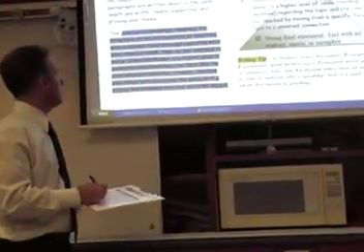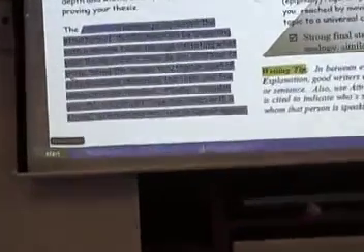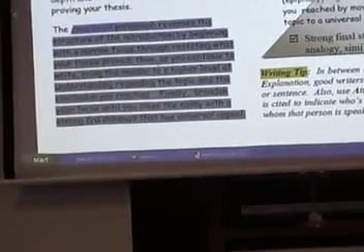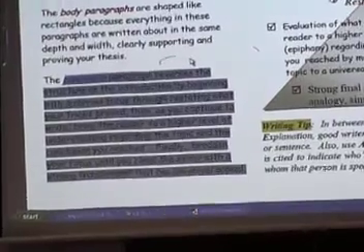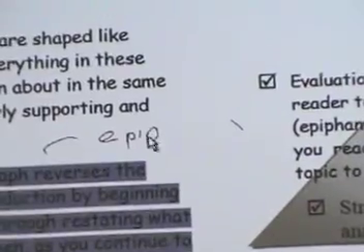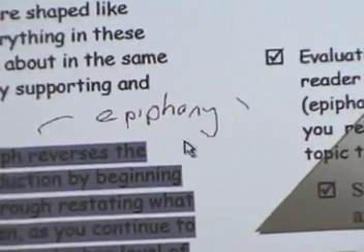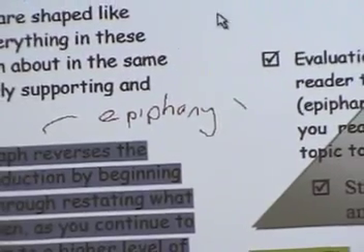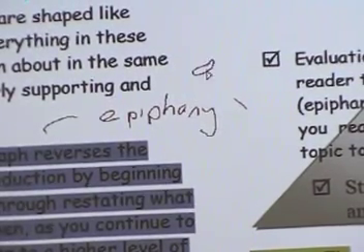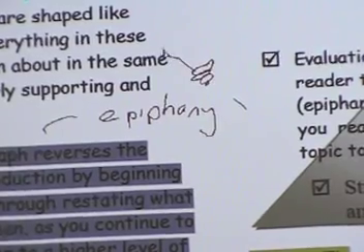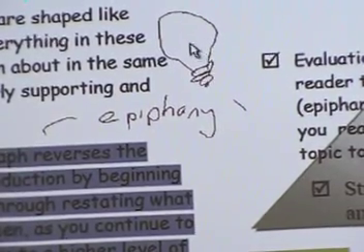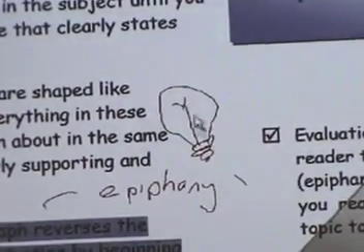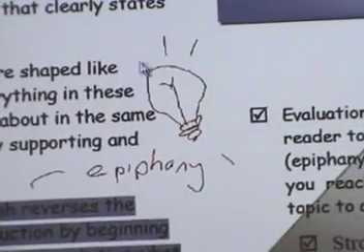By doing that, it creates what's called an epiphany. All right? And what is an epiphany? Does anyone know? A sudden realization. It's a sudden realization, the light bulb effect, okay? Draw a little light bulb there. Not one of those new energy efficient light bulbs, please. Okay, a little light bulb. The light goes on. Aha!